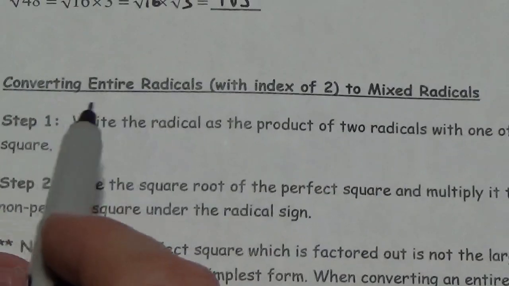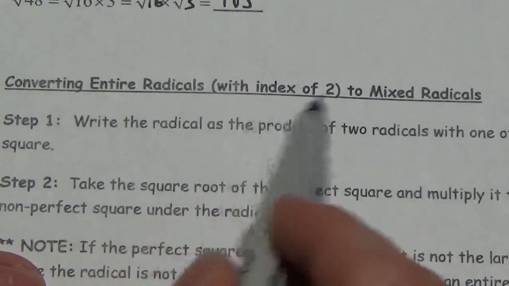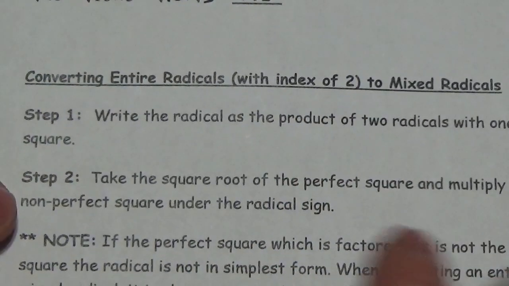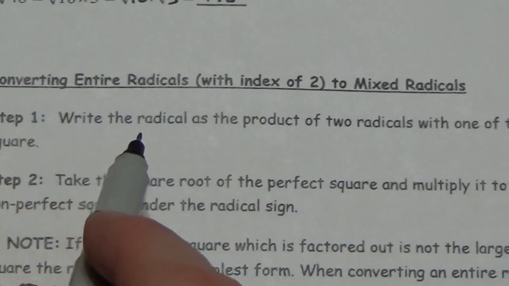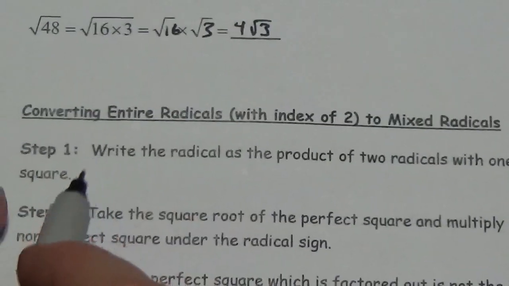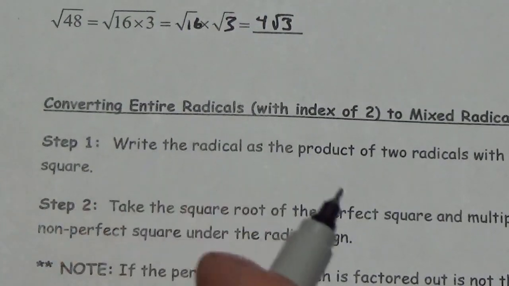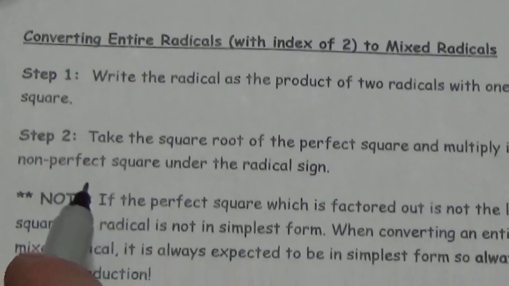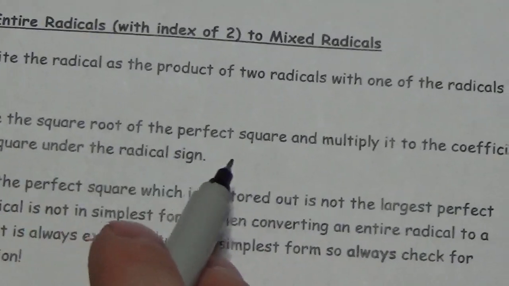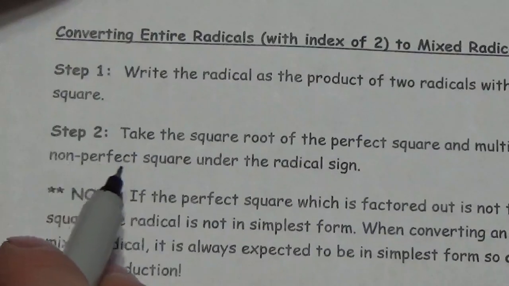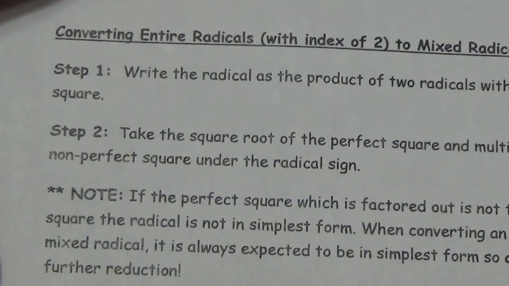So we're going to talk here about converting entire radicals with an index of 2. So we're talking about square roots here to a mixed radical. And here's what you're going to do. You're going to write the radical as the product of two radicals with one of the radicals being a perfect square. Okay, so you have to kind of know what your perfect squares are for this to make sense here, for you to be able to do this efficiently. So then you're going to take the square root of the perfect square and multiply it to the coefficient, leaving the non-perfect square under the radical sign. Okay?